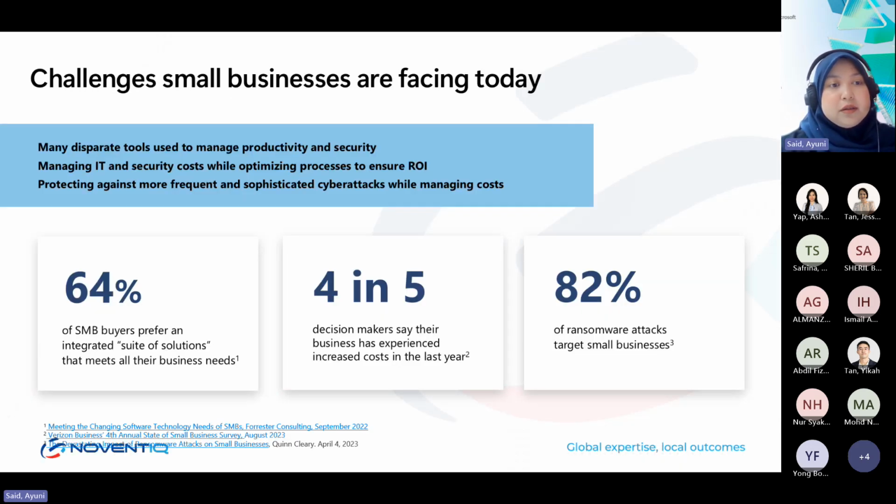But before I go straight to the AI, let me pull back a little bit, because security is the most important matter here. So from the security perspective, we have a lot to consider. Here it mentions that 64% of SMB buyers prefer an integrated suite of solutions, which is an all-in-one solution. 45% of decision makers say their business has experienced increased costs in recent years. 82% of ransomware attacks target small businesses. So small businesses here are being targeted by ransomware.